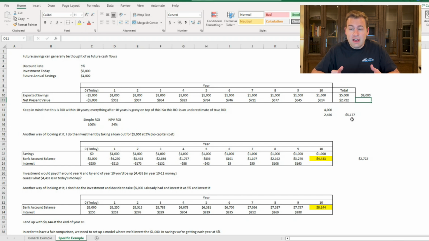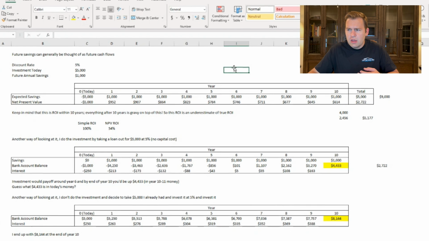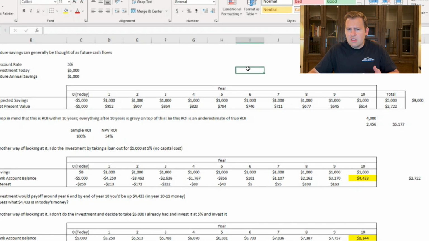Now everything we've done so far has been on an annual basis. What if you wanted to calculate this based on monthly compounding or some other basis? It shouldn't make a huge difference, but I'll show you how to calculate that if you wanted to calculate it on a different period. As we said before, the net present value calculation has to do with periods. In this case, we were using annual periods.